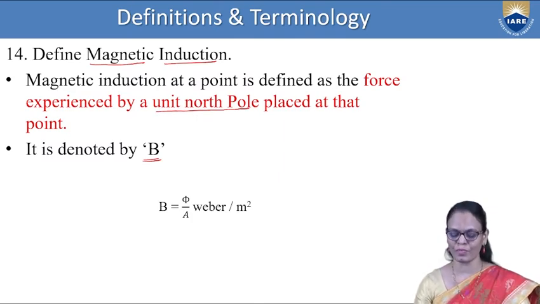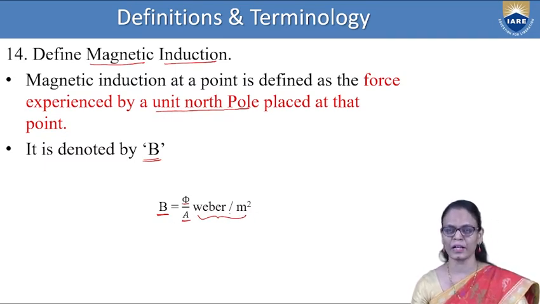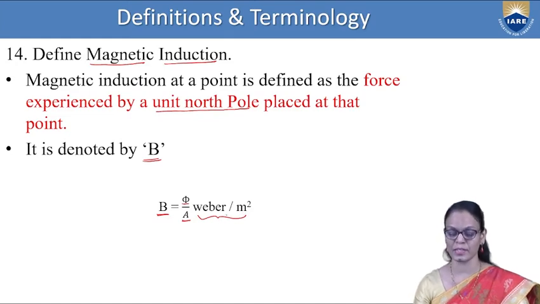To measure it, the formula is B is equal to phi upon A. So, the flux per unit area gives us the magnetic induction, which is measured in Webers per meter square. Flux is measured in Weber, and the area is measured in meter square in the SI system. So, we represent it by Weber per meter square.